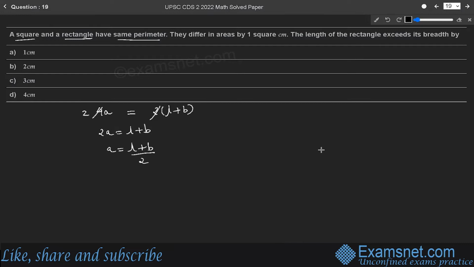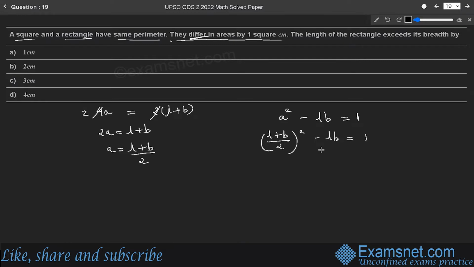Moving on further, they differ in areas by 1 square centimeter. Area of a square is side square, which is a square. And area of a rectangle is length into breadth. The question says that they differ, means their difference is 1 square centimeter. We already know the value of a. So let us put the value of a here. So it will be ((L plus B) by 2) whole square minus LB is equal to 1.